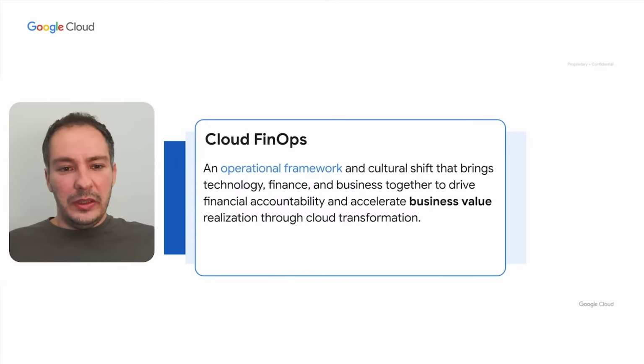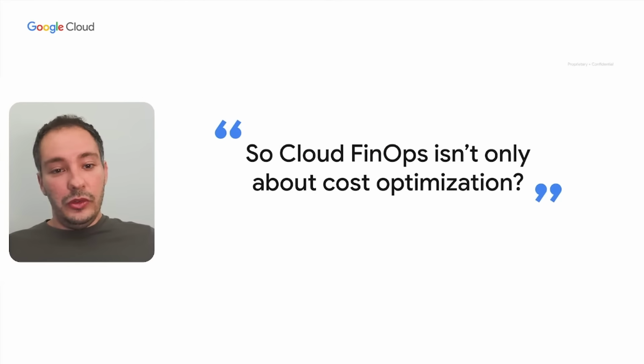So when we're talking about FinOps, we don't have a canonical concept here. FinOps is a kind of collaboration between different areas aiming for the same objectives. For example, different areas like technology, finance, and marketing try to achieve business value and financial accountability. So it's a process that brings different areas together in the same way. And the question may come to your mind: so Cloud FinOps isn't only about cost optimization? The answer is no. Cloud FinOps is about value.